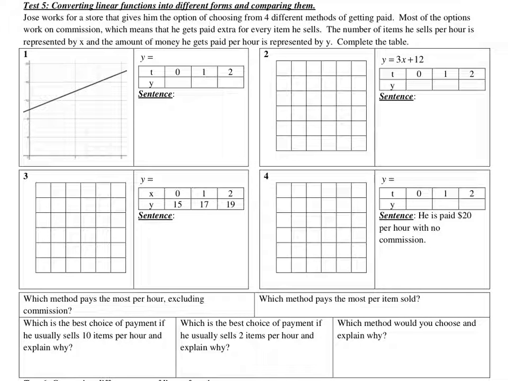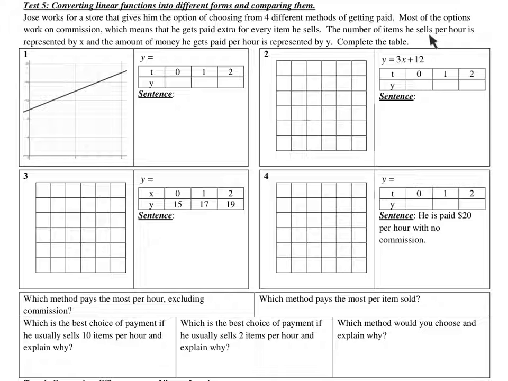Now, for this problem, let's read the introduction. Jose works for a store that gives him the option of choosing 4 different methods of getting paid. That's kind of interesting. Not usually likely, but somehow they give you options on how you want to get paid. Most of the options work on commission, which means he gets paid extra for every item he sells.